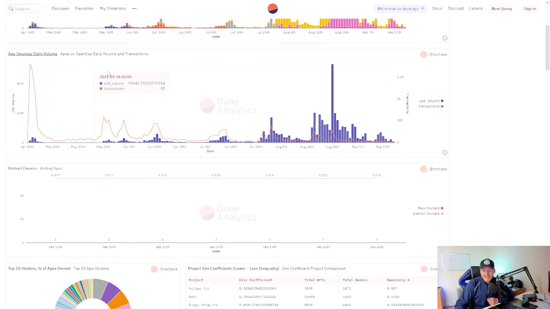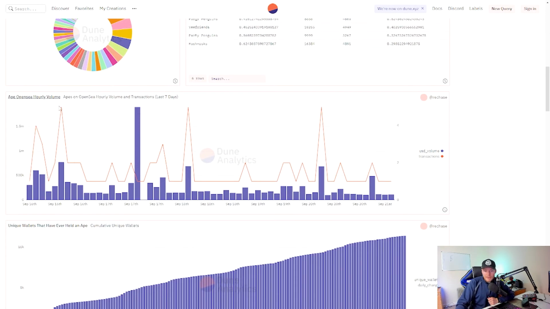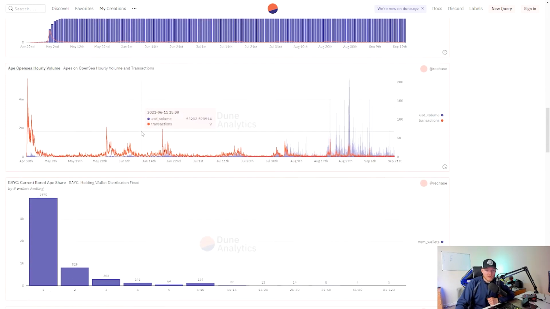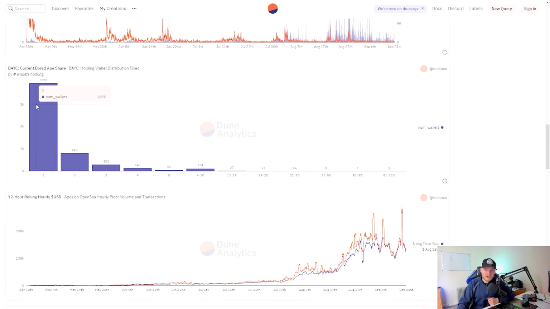You can see the daily volume that it's got, and you can see this massive spike on the 28th of August. And there's a ton of other things you can see. The ape hourly volume, you can see the unique wallets that have ever held an ape. So the daily change is slowly, slowly increasing as we've been going through all of this sort of stuff. We can also see the distribution that we saw earlier on with the crypto dads.